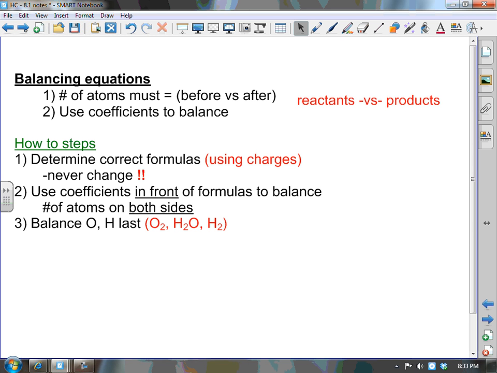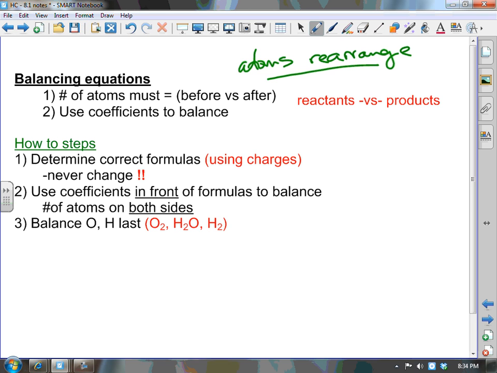Now what we're going to talk about is balancing chemical equations. Balancing equations means the number of atoms that we have before the reaction begins has to equal the number of atoms after the reaction is over. We can't just magically gain carbon atoms or somehow lose oxygen atoms. What's in the reactants must still be there somehow in the products, because a chemical reaction really is a rearranging of atoms. We're not creating them, we're not destroying them. All atoms do is rearrange.